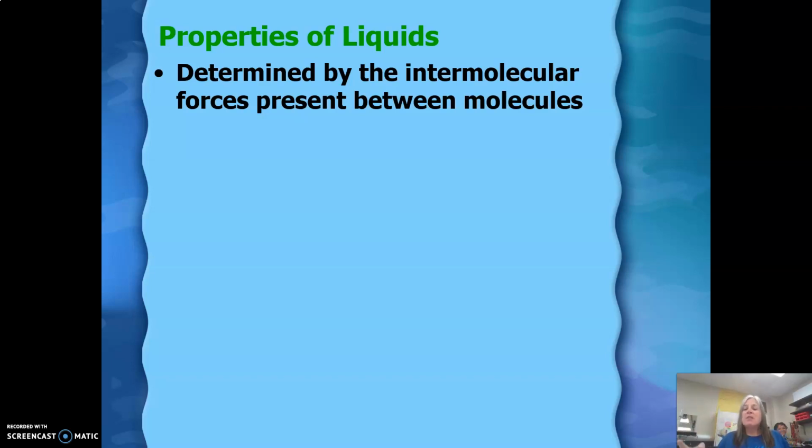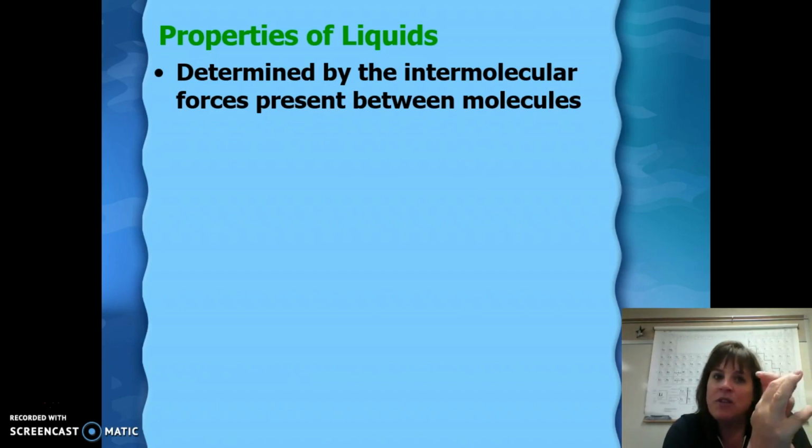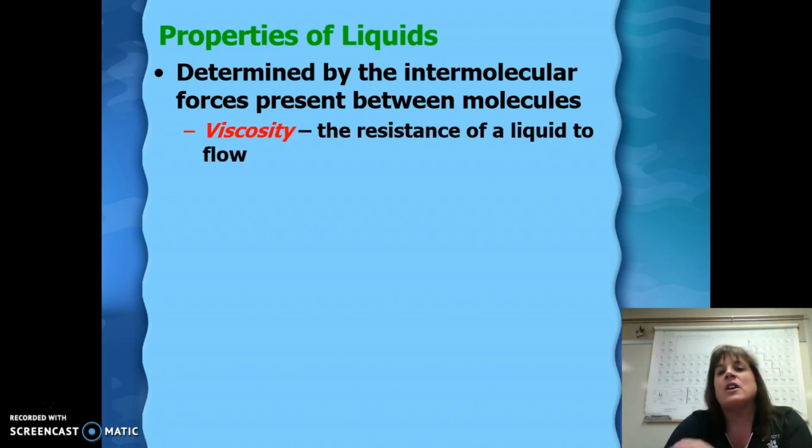So the properties of liquids are actually determined by their intermolecular forces. So all the things that we observe about liquids have to do with how strong they're bound together. Remember, hydrogen bonding is the strongest, then dipole-dipole, and then dispersion forces are the weakest. And so how strong they are will dictate how they behave. So the first thing I want to talk about is viscosity. Viscosity is the resistance of a liquid to flow.